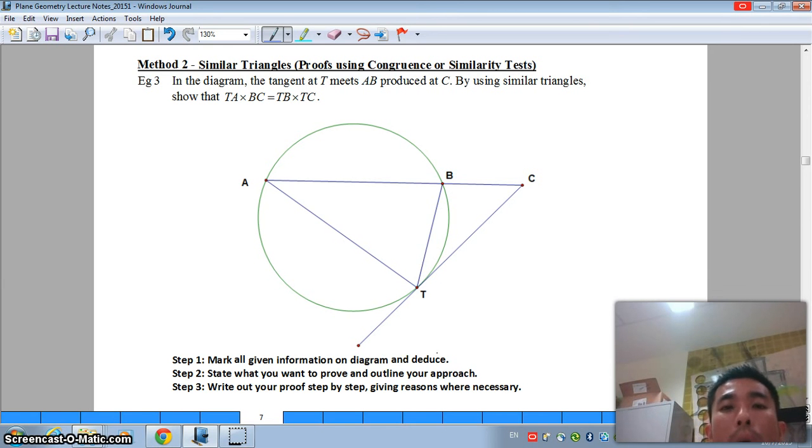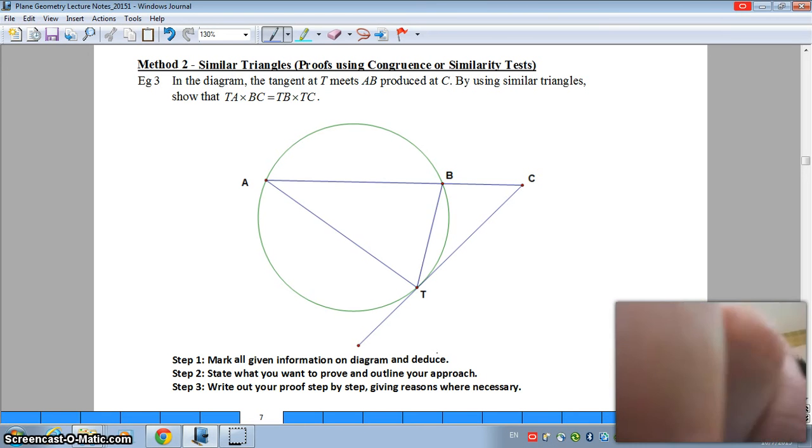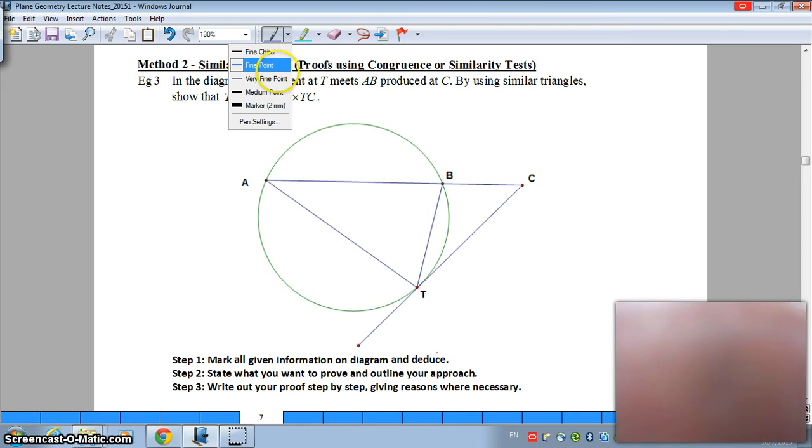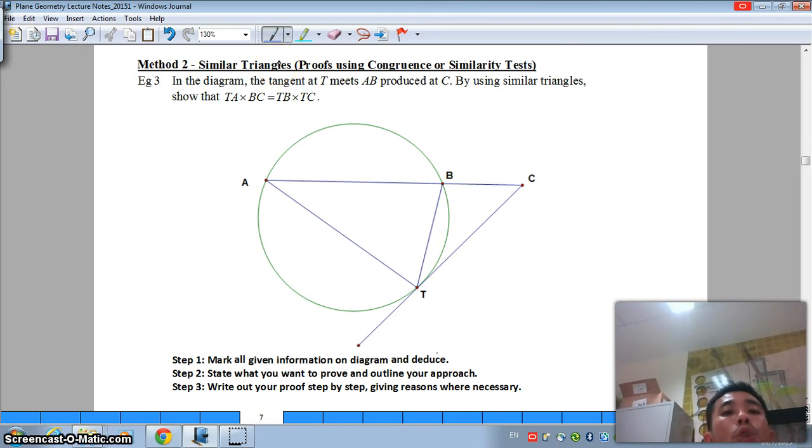Pause the video for 1 minute. List out all the necessary information from the question that can be placed inside your diagram. Okay, assuming we are done with that, you notice that there is a tangent meeting the circle at T, and there is a triangle inscribed in the circle.